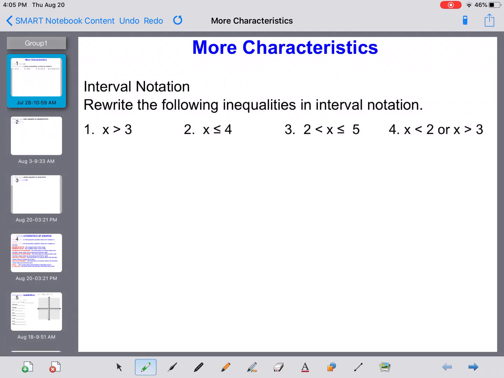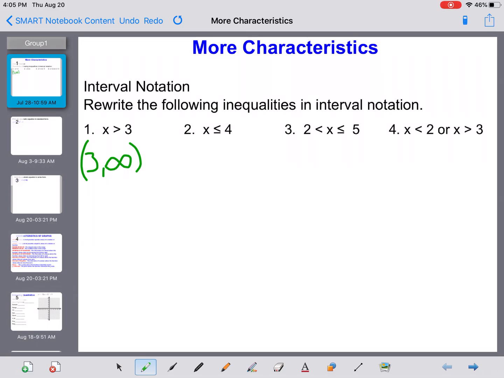Hello everyone, today we're going to talk about graphing more quadratics and finding some more characteristics about them. First we're going to review some interval notation. So for number 1 we want x is greater than 3. That means that 3 will be our lower bound and infinity will be our upper bound. And we're going to use a parenthesis on 3 so that we don't include it since it's just greater than.